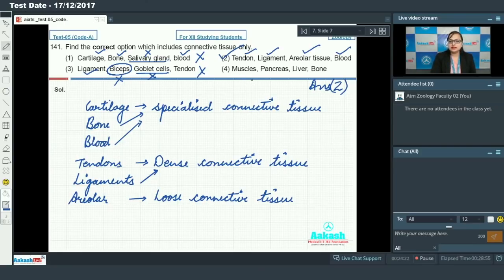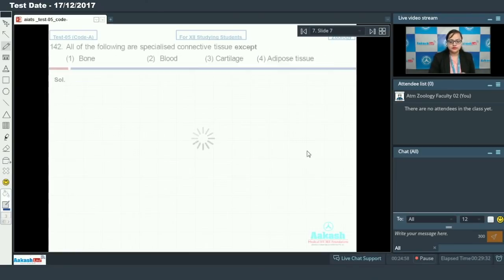Option 4, that is muscles. They are an example of muscular tissue. Pancreas and liver are formed from epithelial tissue, not from the connective tissue. So they cannot be included under the category of connective tissue. And bone, you know that it is a specialized connective tissue. Also in this option, 3 examples don't belong to the category of connective tissue. So this cannot be our answer. So let's proceed to our next question.